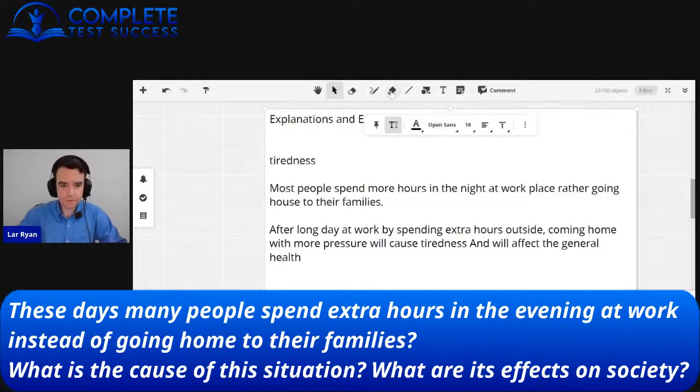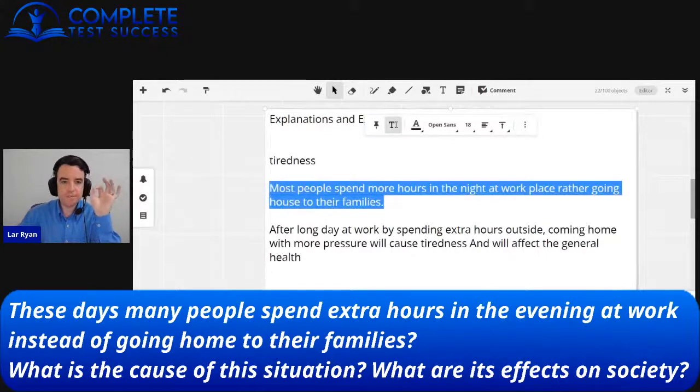So first one here, most people spend more hours in the night at workplace rather than going home to their families. So this would be a paraphrase. I believe this is a paraphrase rather than a... So this would be the first sentence of the essay rather than the first sentence of the main body paragraph.